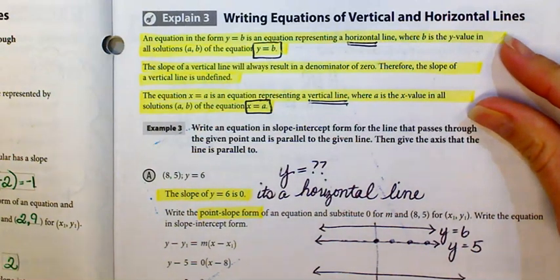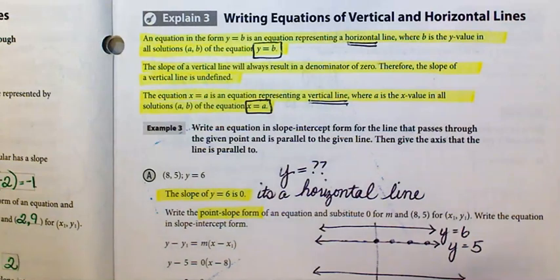An equation in the form y equals b is an equation representing a horizontal line where b is the y value in all solutions. So every single point on that line is going to have the same b value. The slope of a vertical line will always result in a denominator of 0. Therefore, the slope of a vertical line is undefined.